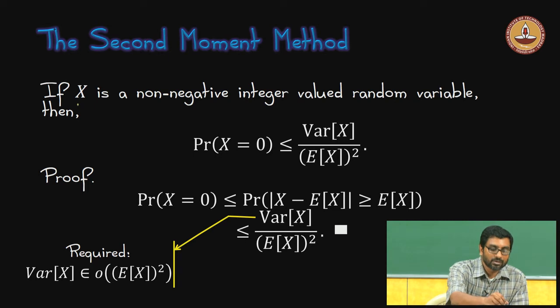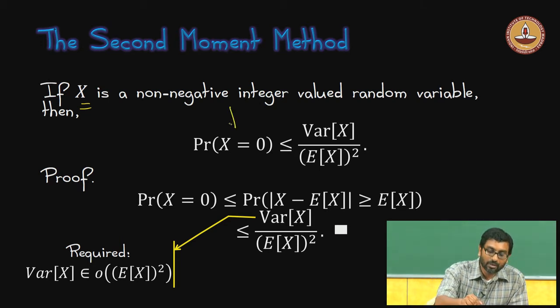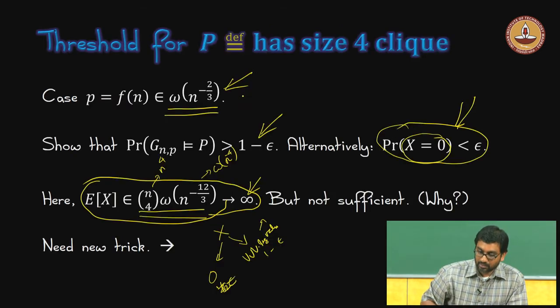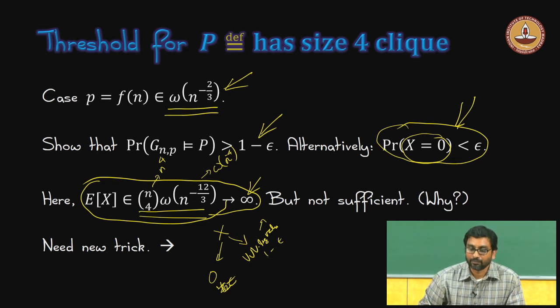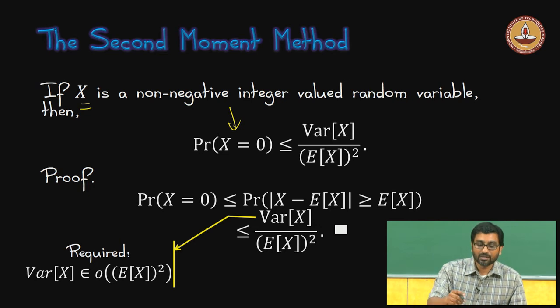So, now we are going to assume that x is a non-negative integer random variable, and we want the probability that x equal to 0, and this is exactly what we wanted over here. Okay. And this probability that x equal to 0 is at most, the second moment method uses this inequality, that it is at most variance of x divided by expectation of x the whole squared. And it is actually coming from a very straightforward application of Chebyshev's.